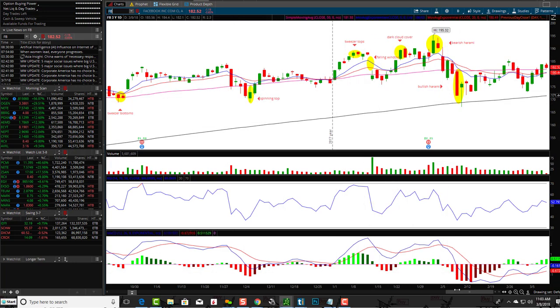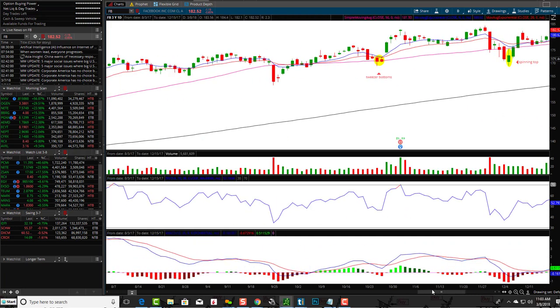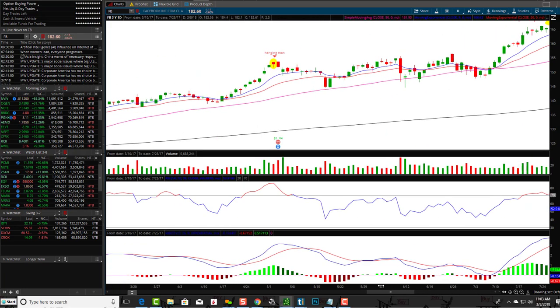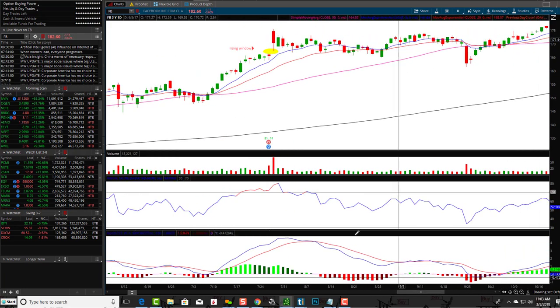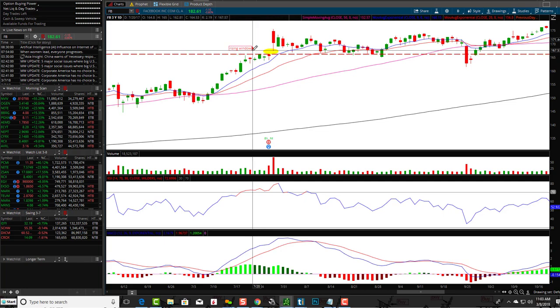Let's look over here. You can see this one is Facebook. Rising window right here. Price is moving up. So right here you can see a gap up. See that space in between, right? There's a space in between here. Price went up, came back down. Look at this, it just touched right into the gap.